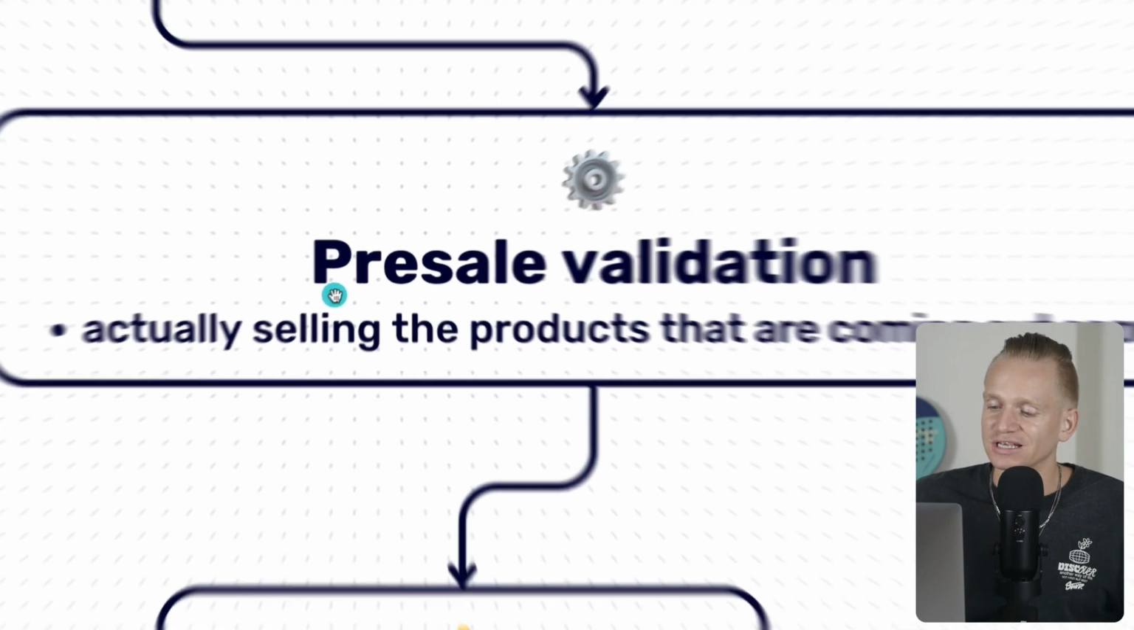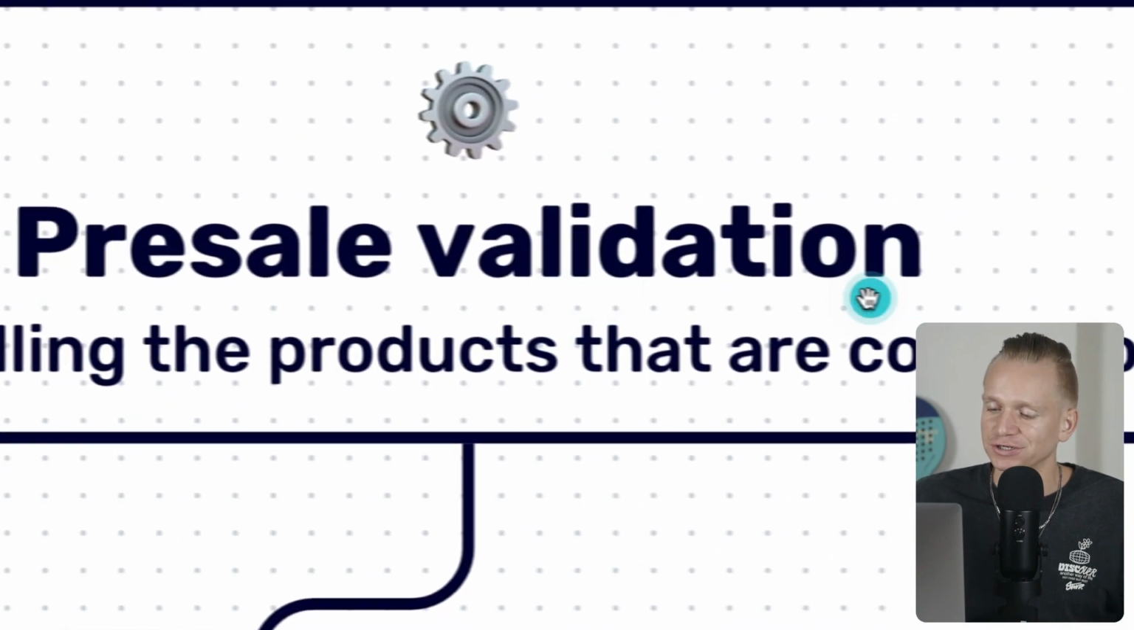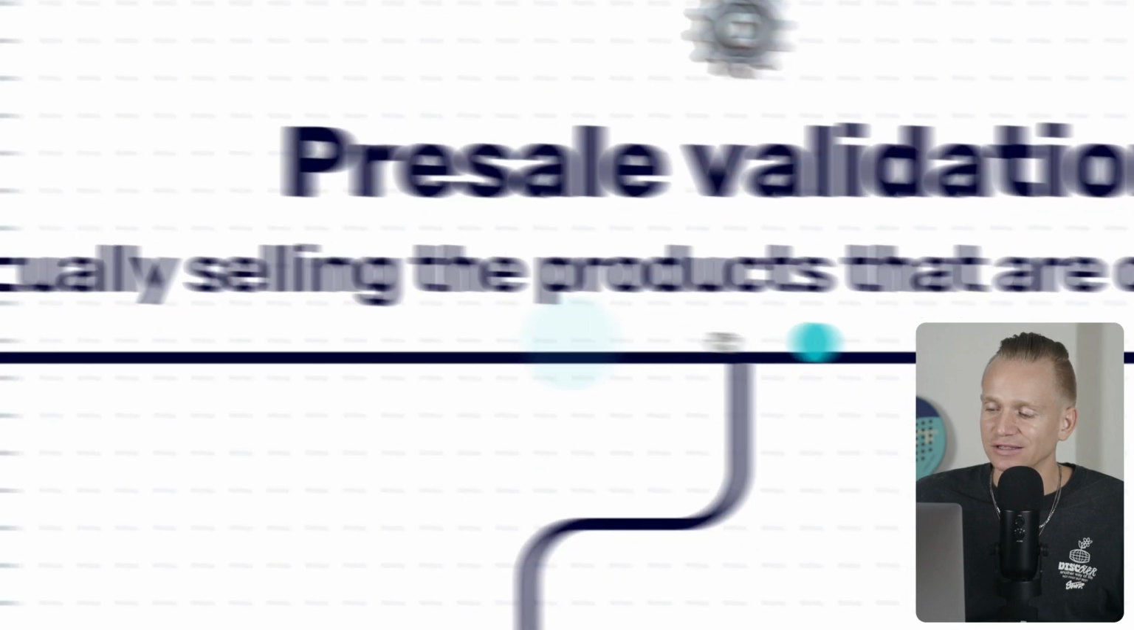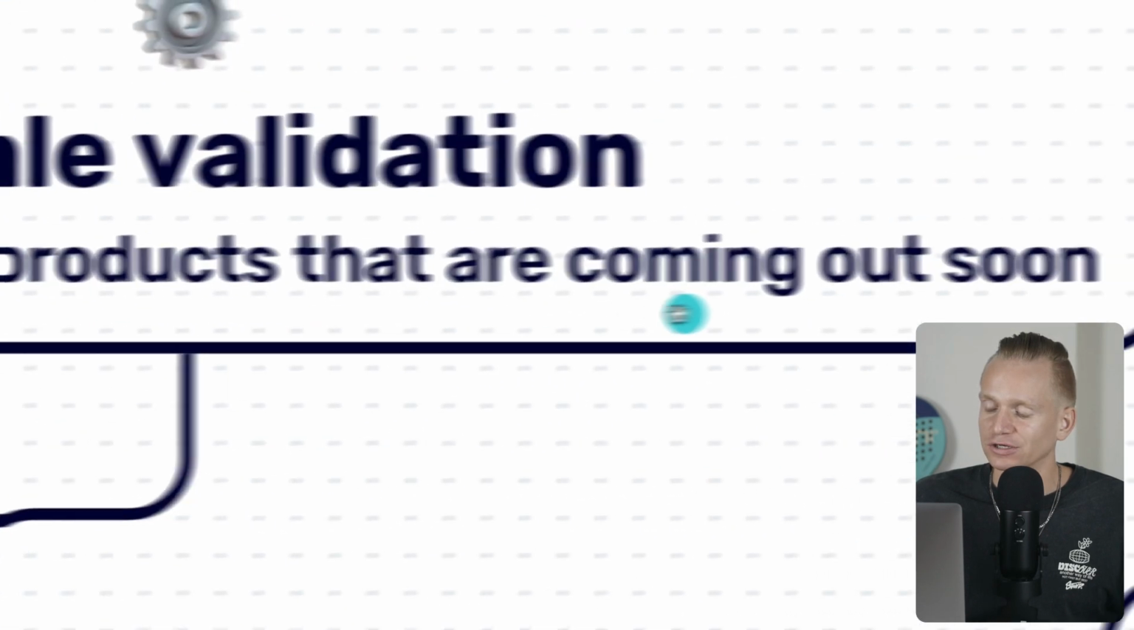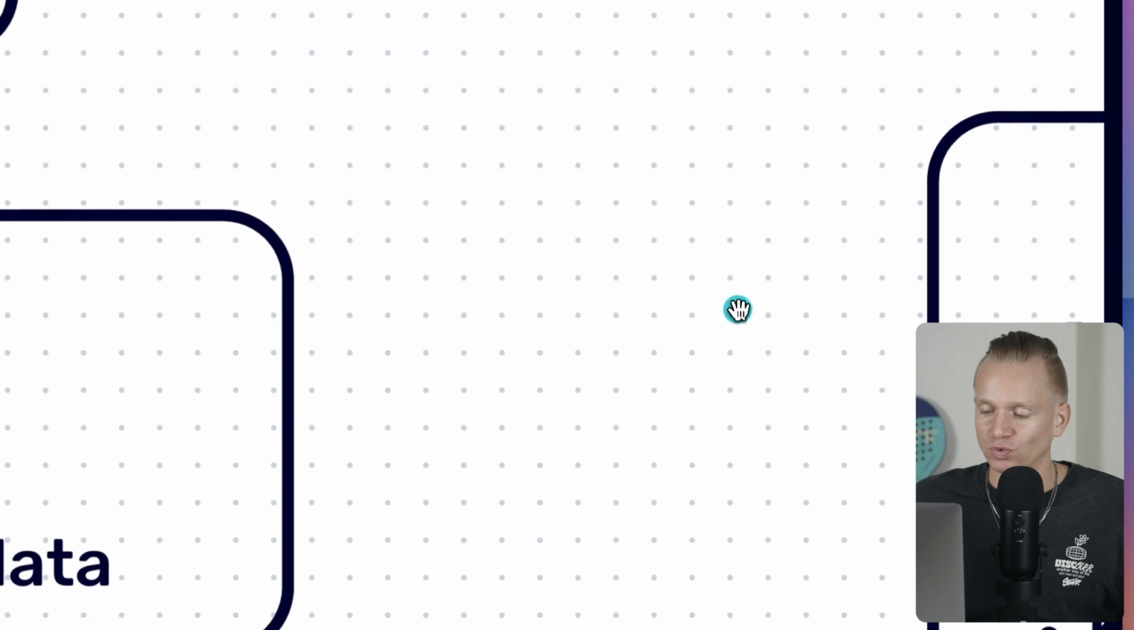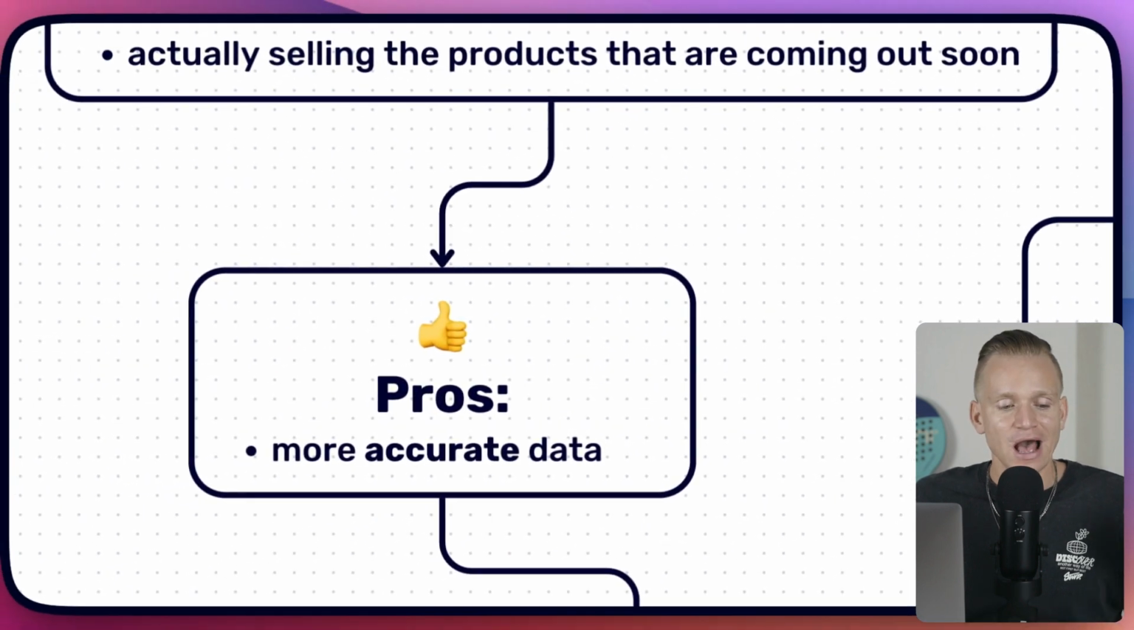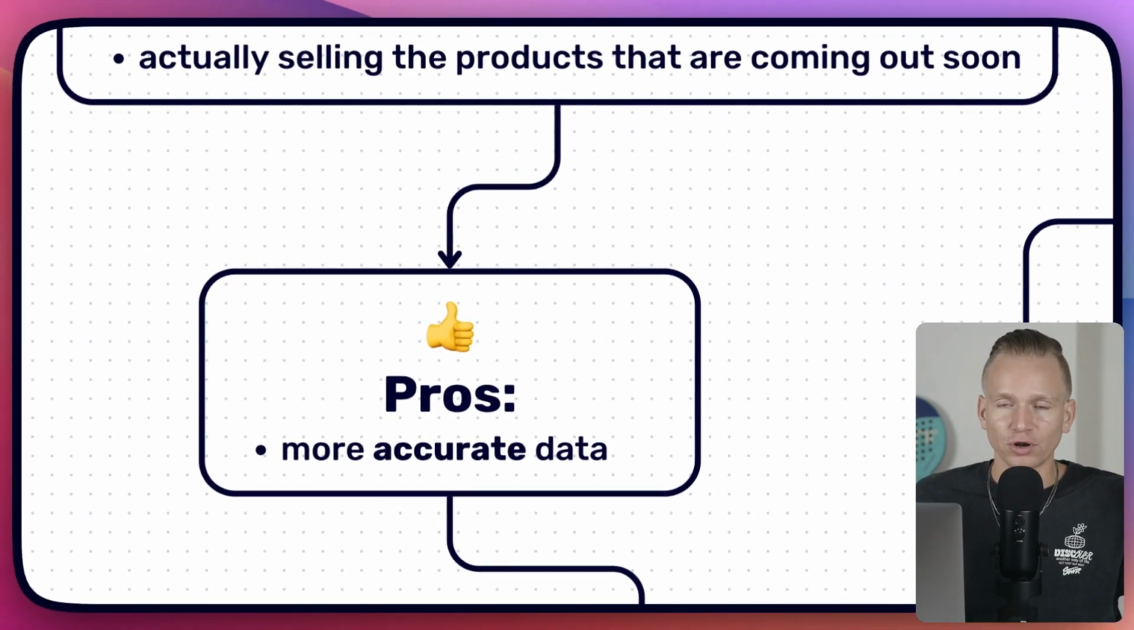So the next thing is pre-sale validation. So this is actually selling the product that is coming out soon. So we don't have a product yet. I've never created a product and then sold it. I always sold my product before I actually created it.